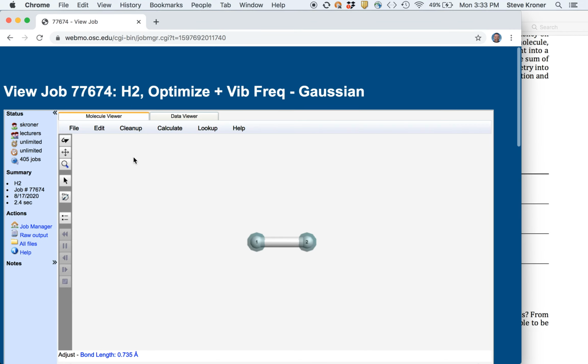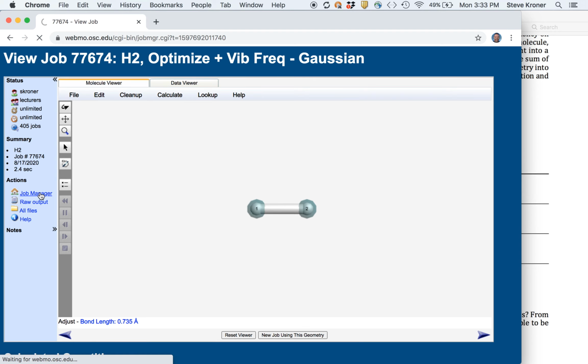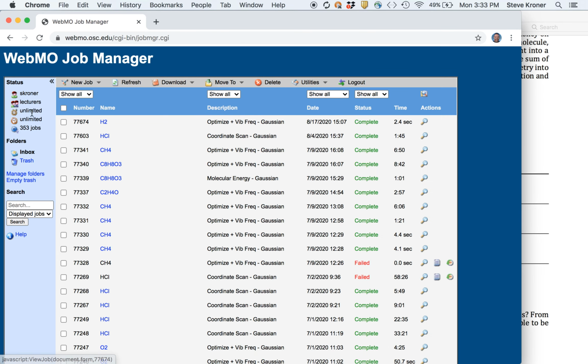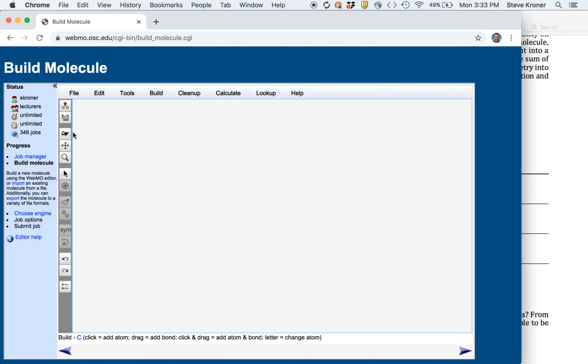If we go to the job manager, let's actually build O2 so we can get a sense of what that looks like. It's just taking a second or two to load. We just want to be able to show and get the correct data for O2.